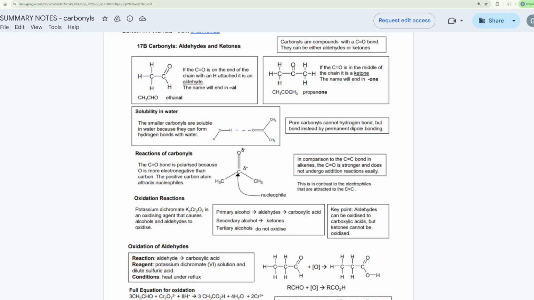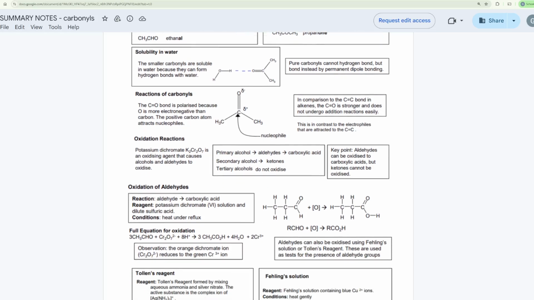Carbonyls are compounds with a carbon-oxygen double bond. They can either be aldehydes or ketones. If the carbon-oxygen bond is at the end of the chain with a hydrogen attached, it's an aldehyde. The name will end in -al. If the carbon-oxygen is in the middle of the chain, it's a ketone and will end in -one. Soluble in water: the smaller molecules are soluble in water because they can form hydrogen bonds with water. Pure carbonyls cannot hydrogen bond, but bonding is instead by permanent dipole-dipole bonding. Make sense?